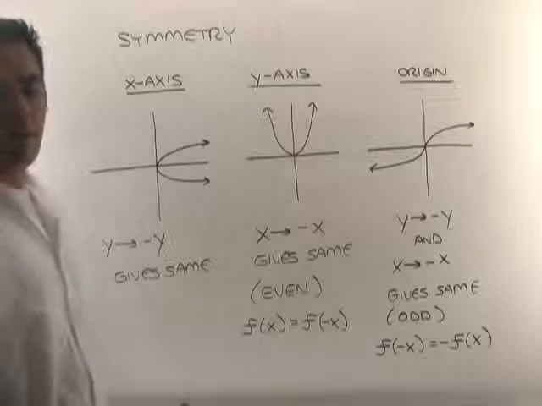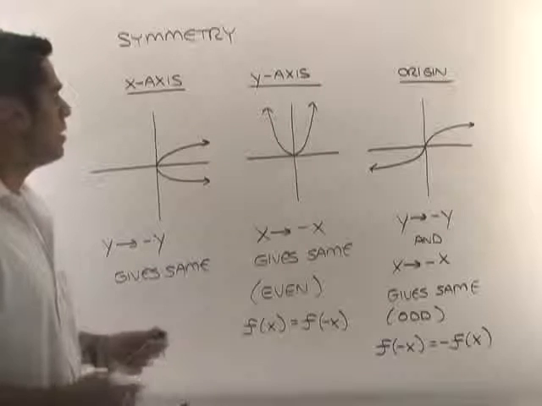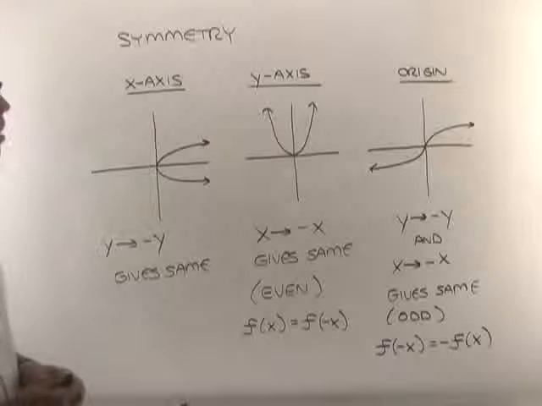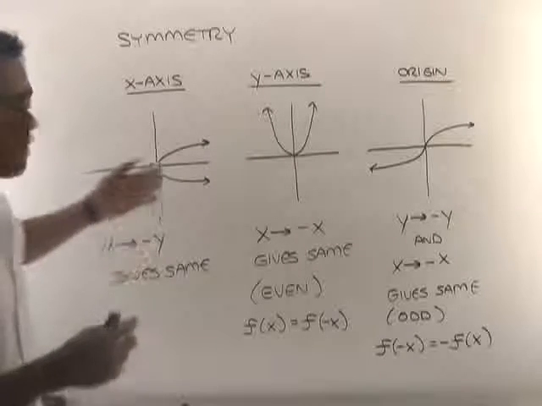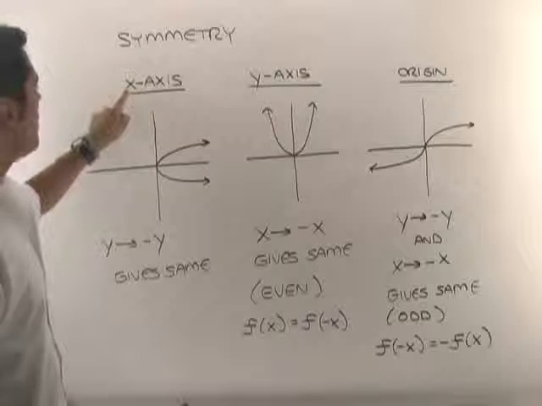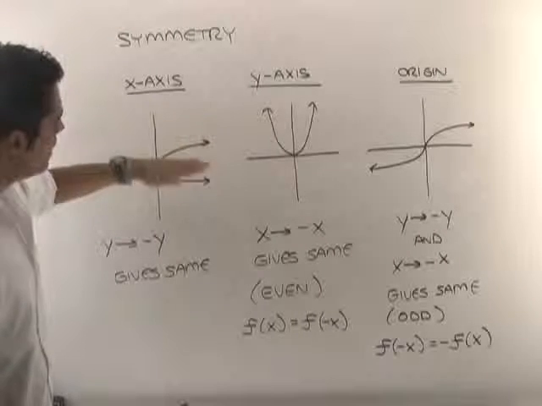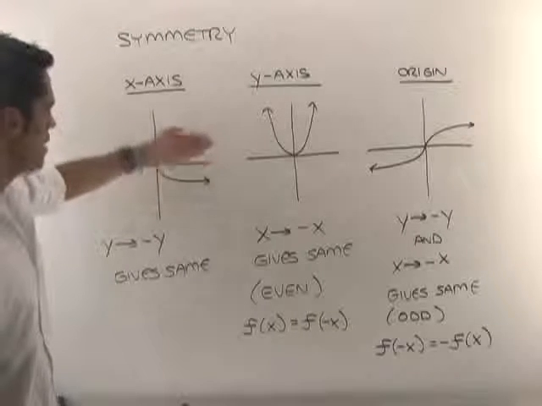Okay, let's talk a little bit about what's called symmetry. When you look at the graph of different relationships, we can talk about what's called symmetry, meaning like a mirror image. Now, when we have symmetry upon the x-axis, what we're saying is if we look at the x-axis, the graph is a mirror image of itself over that x-axis.